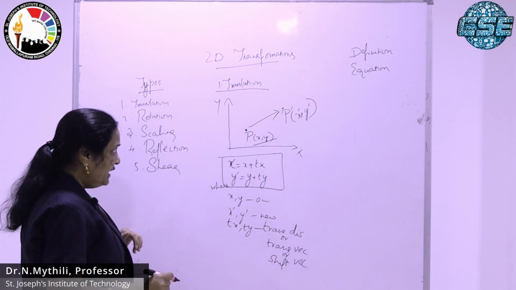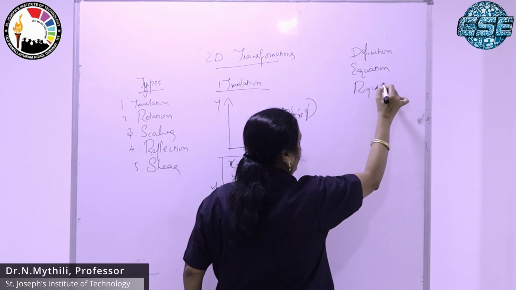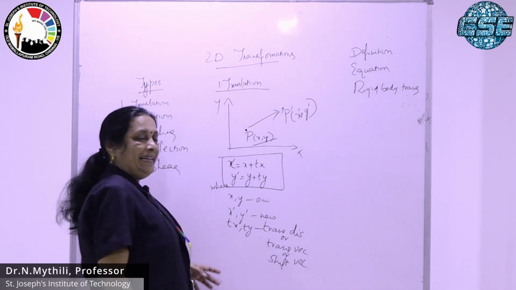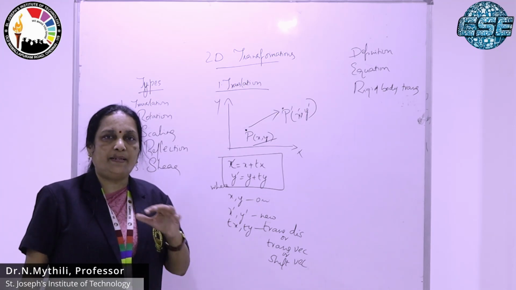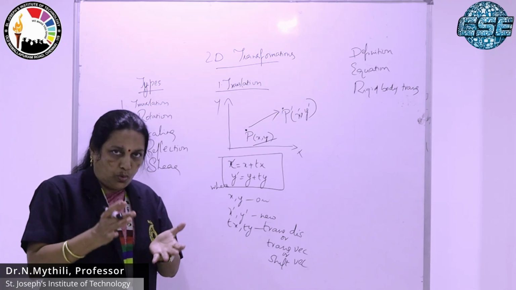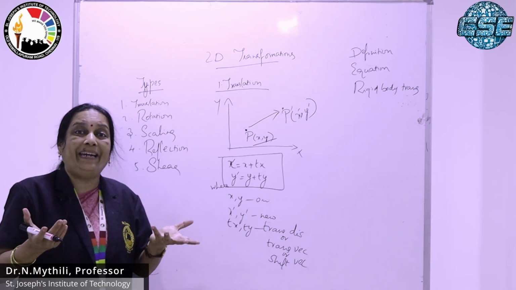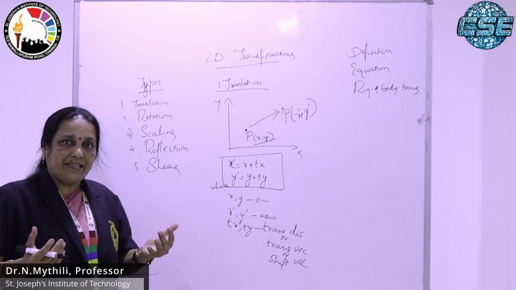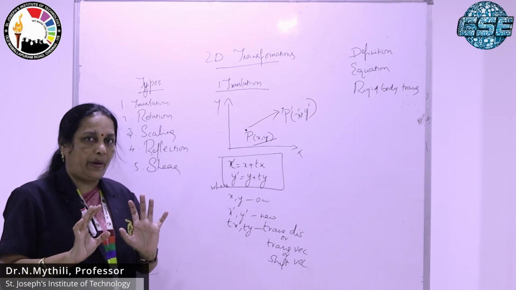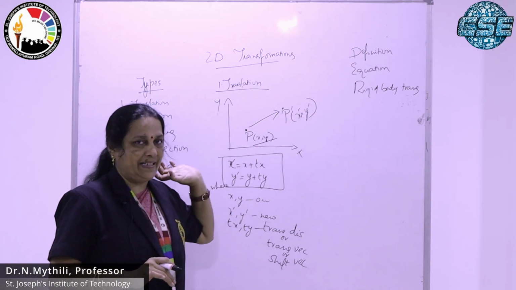Now the next one is rigid body transformation. Translation is also said to be a rigid body transformation. Why? Because when you apply the translation equation to an object, we have the transformation without any deformation. That is, we won't have any change in size and shape of the object. So that's why translation is also said to be a rigid body transformation.